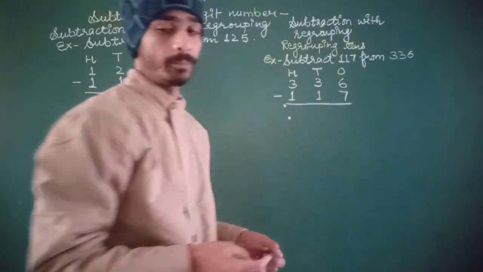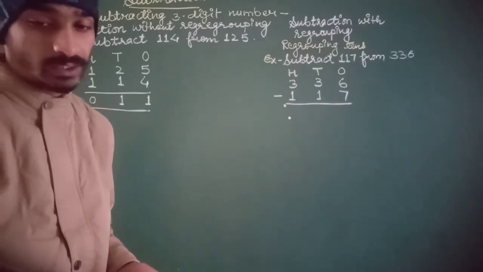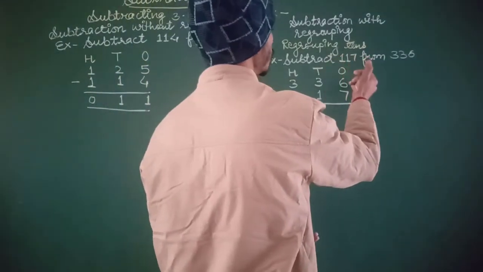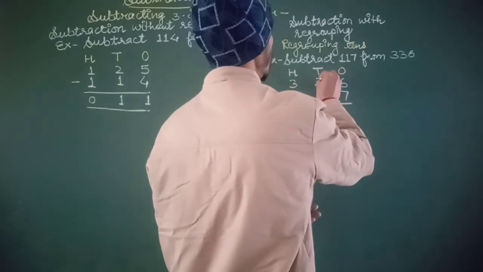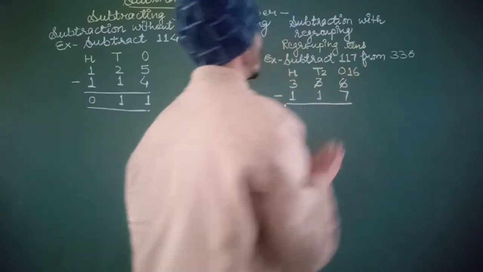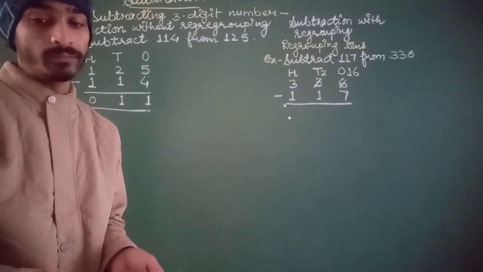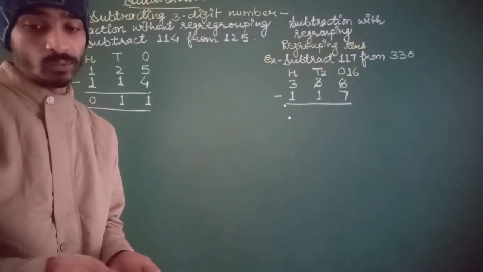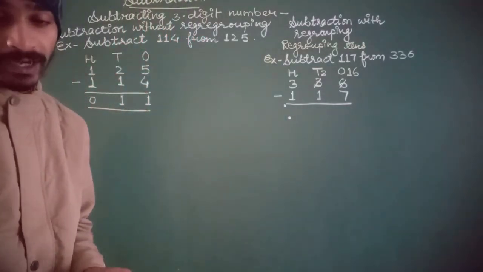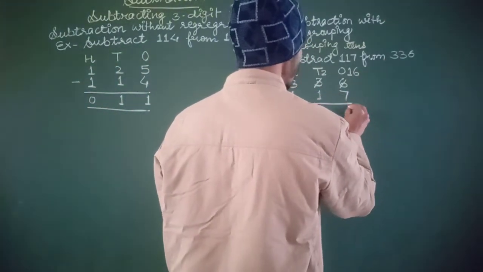7 ones cannot be subtracted from 6 ones. So regroup 3 tens 6 ones into 2 tens 16 ones. Okay, and now subtract the ones, that is 16 ones minus 7 ones, that is 9 ones.